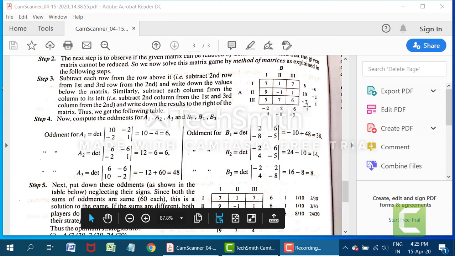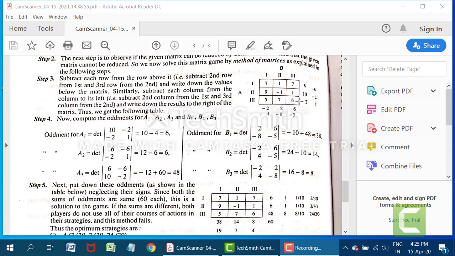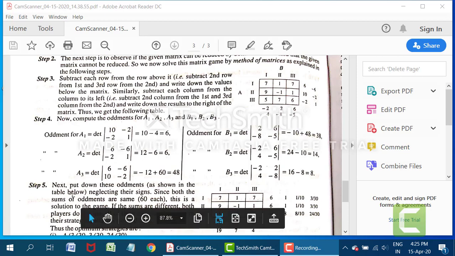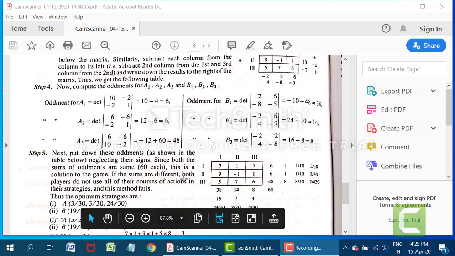Similarly, if you would like to write the oddment for this row, what do you write? You must leave this one, 6 minus 6, so 10 minus 2. Here you get 6, 6, 48. Write that 6, 6, 48 here.